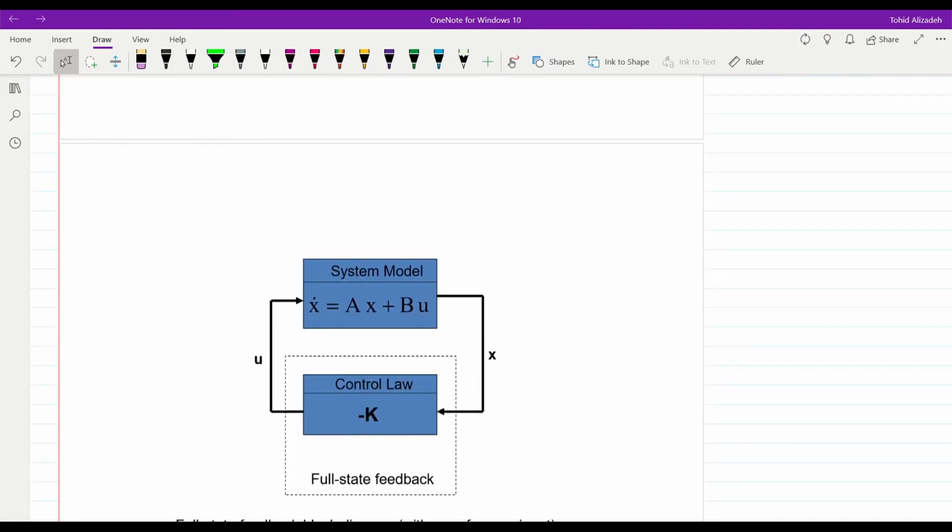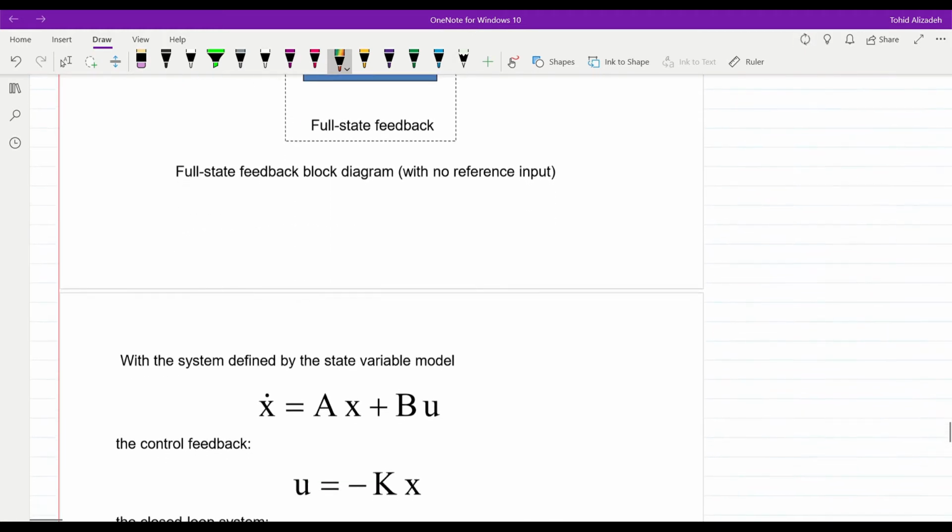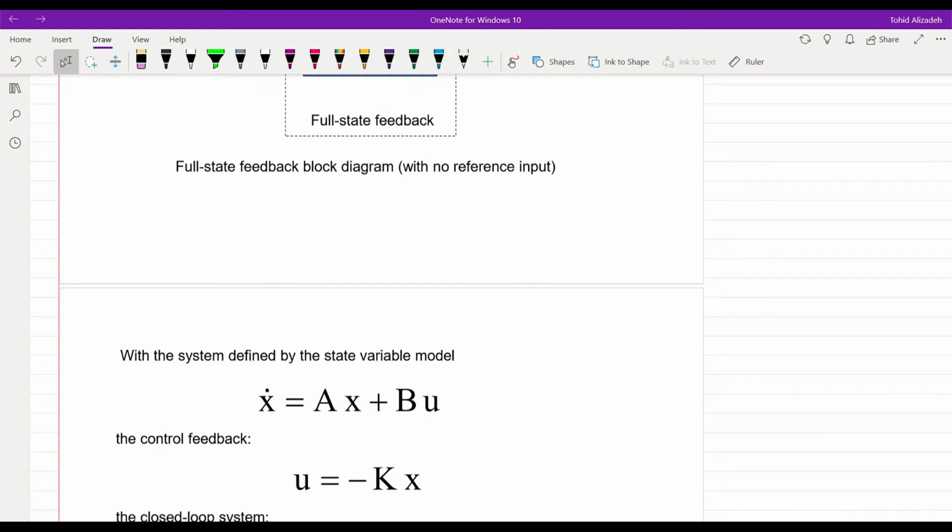Here you can see the schematic again. We have R set to 0, so r(t) is equal to 0 in this case. The u signal is equal to minus K times x, and we have the model for the system as x dot equal to Ax plus Bu. We can also show the output signal here, y, which receives the same states, and we will get C times x. So again, our aim would be to determine the value for K. Now let's see how we can do it.